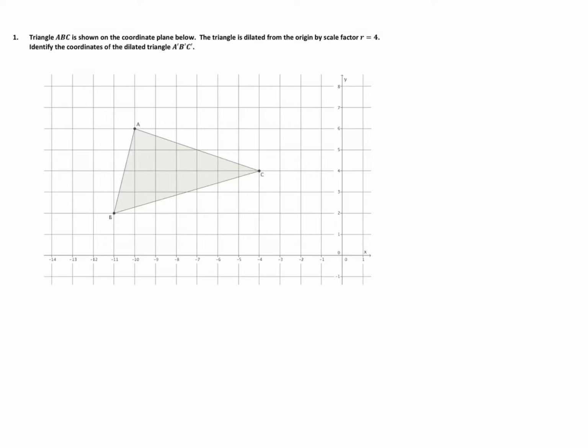Triangle ABC is shown on the coordinate plane below. The triangle is dilated from the origin by a scale factor of 4. Identify the coordinates on the dilated triangle A prime, B prime, C prime.